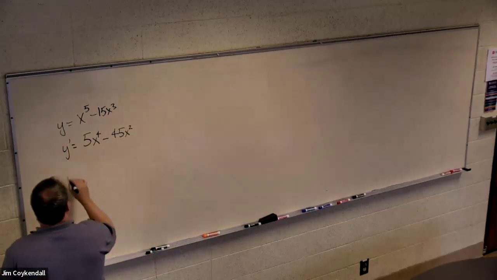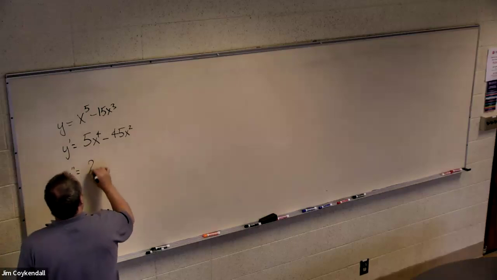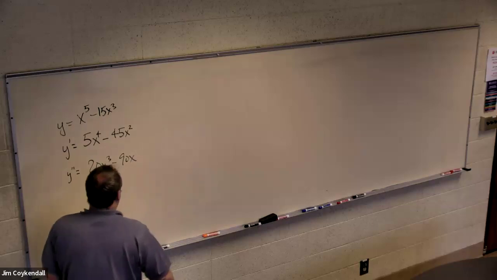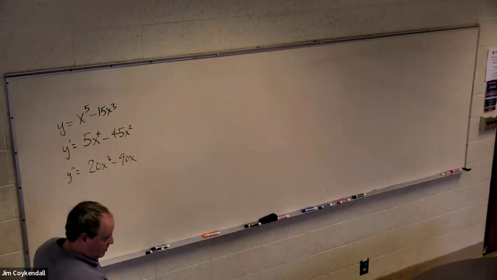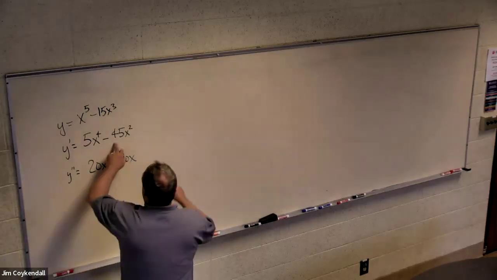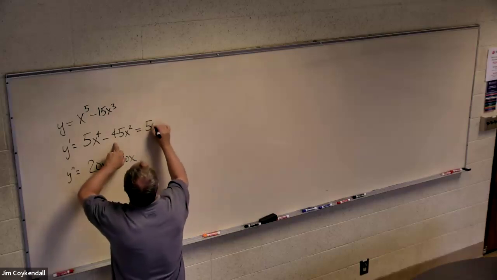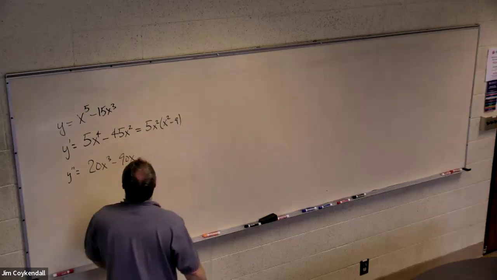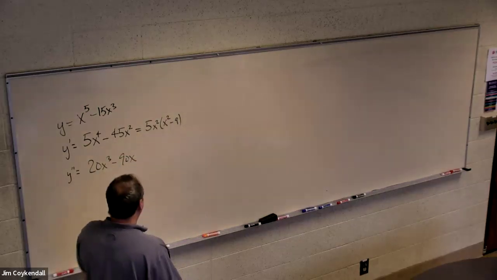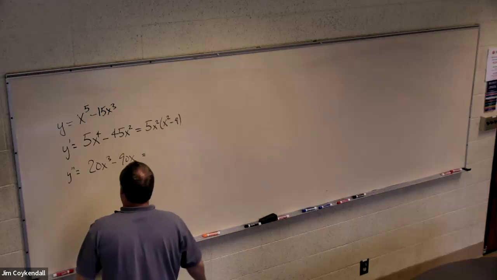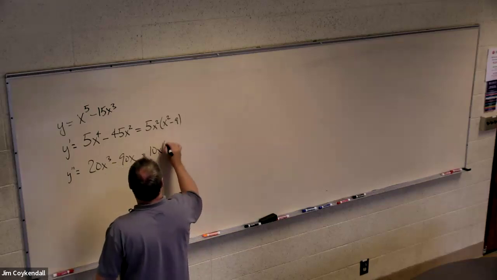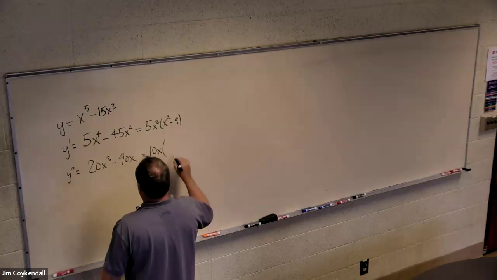20x cubed minus 90x. So let me actually make this a little bit easier. Factoring makes it easier. I guess 10x times 2x squared.